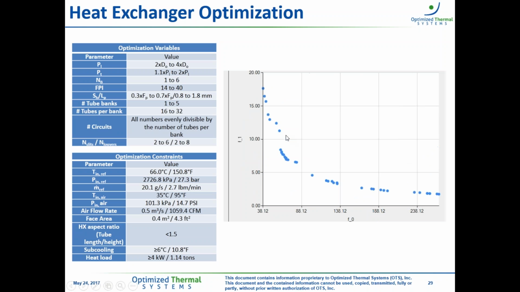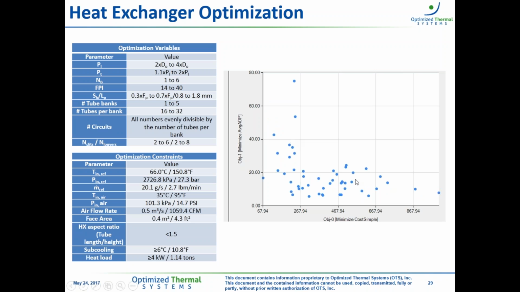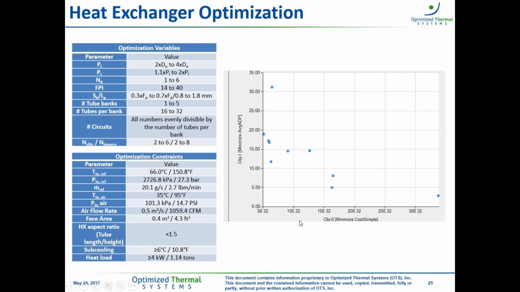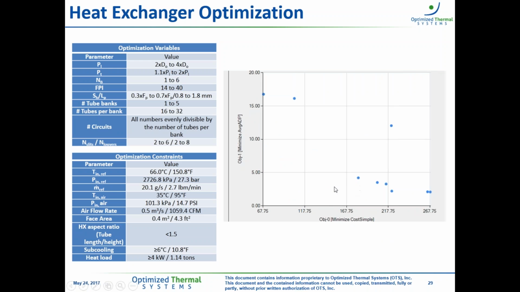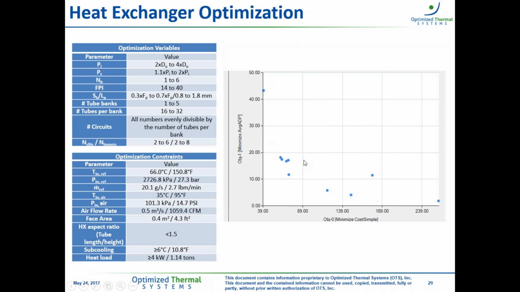We see that each of these points, which represents a heat exchanger, is slowly improved as we reduce the material cost and the airside pressure drop in this example. This is just a visualization of what that might look like as the solver would seek out more and more optimal designs.